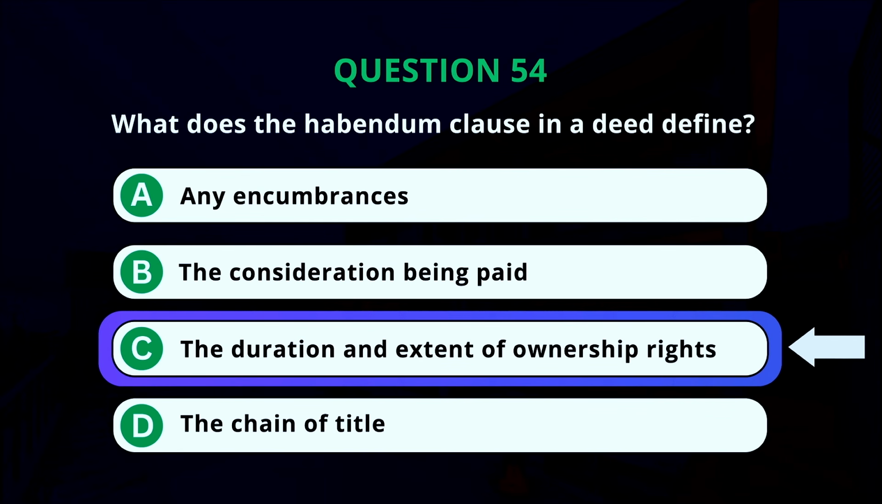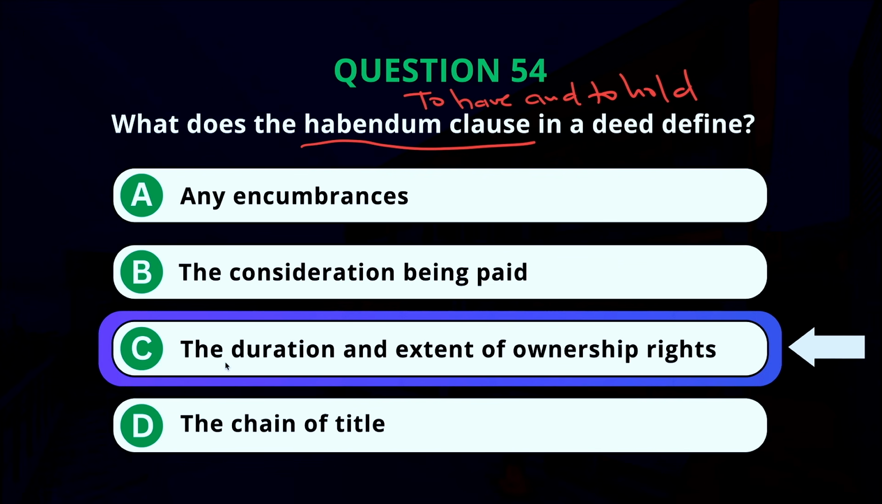Letter C, the duration and extent of ownership rights. So, habendum clause in a deed. The habendum clause is actually broken down into the to have and to hold. To have and to hold. And that's what habendum will be loosely translated into, so to have and to hold. And how will this party to have and to hold this particular property?